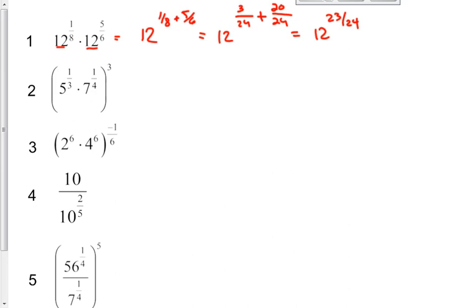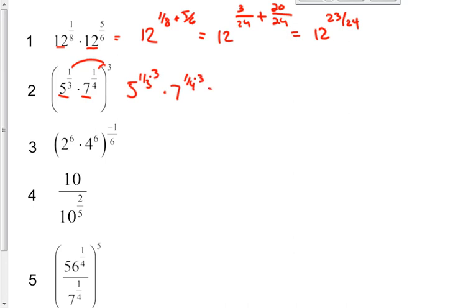5 to the 1/3 times 7 to the 1/4. This is all raised to the 3rd power. These bases do not match. You are not allowed to write 35 here. This is just going to be backwards with the outside power of 3. 5 to the 1/3 raised to the 3 times 7 to the 1/4 times 3.